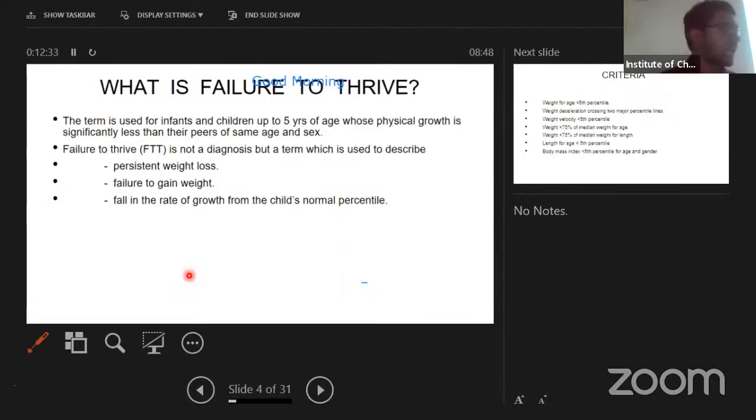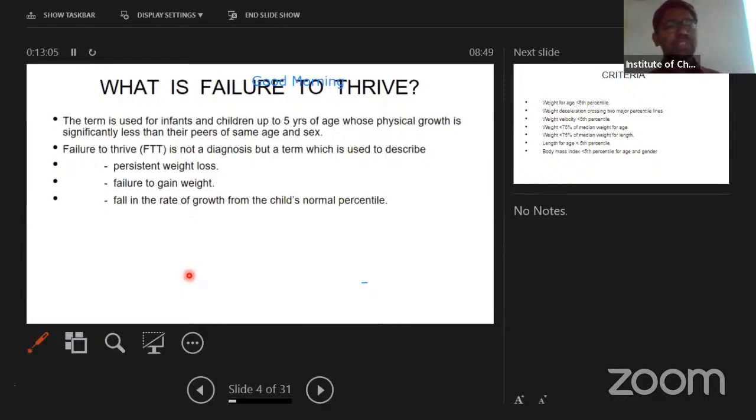Now, what is failure to thrive? The term failure to thrive is not a diagnosis. Mostly this is descriptive. The term is mostly used for infants and children less than 5 years old, and their physical growth is significantly less than their peers of the same age and sex.